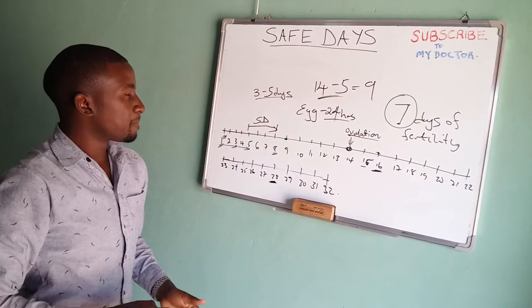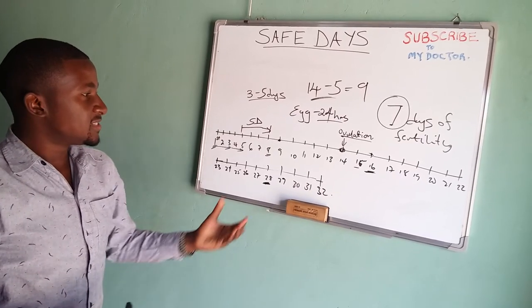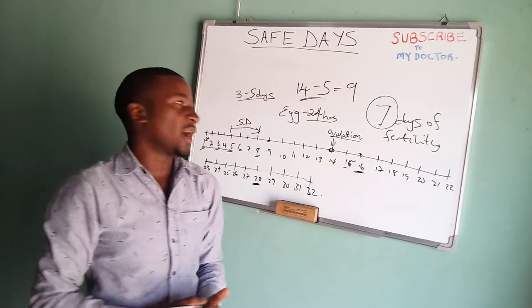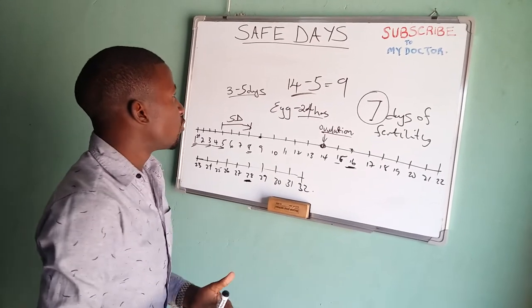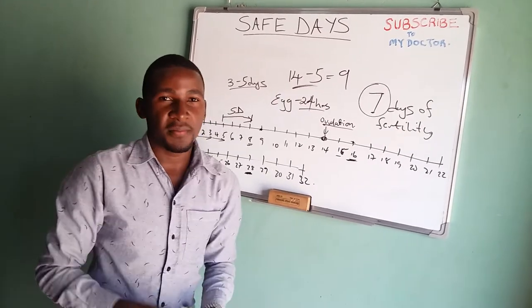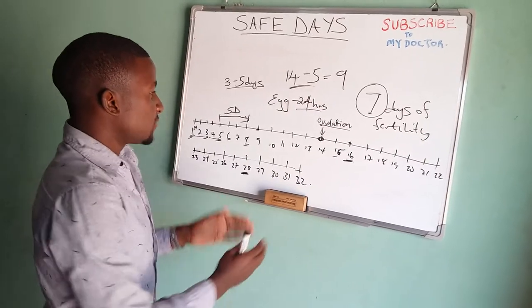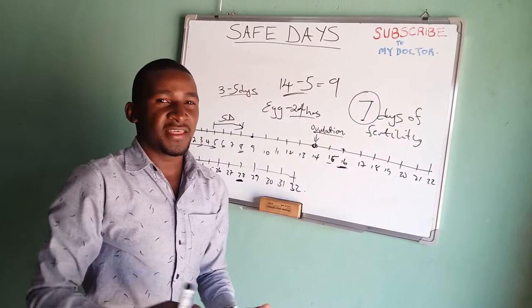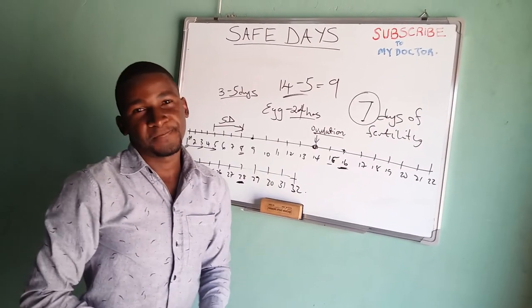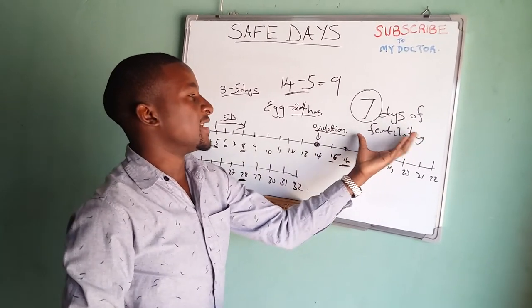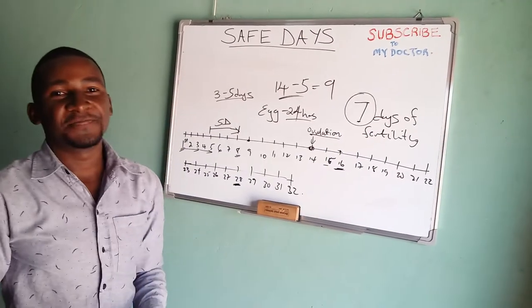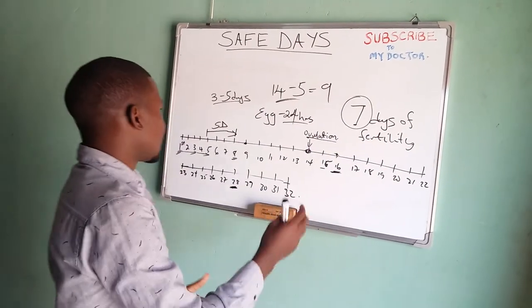But not to forget, if we are using these safe days as our birth control or pregnancy control method, you have to make sure that in these 7 days, you use another method or abstain and do not engage in sexual activities.